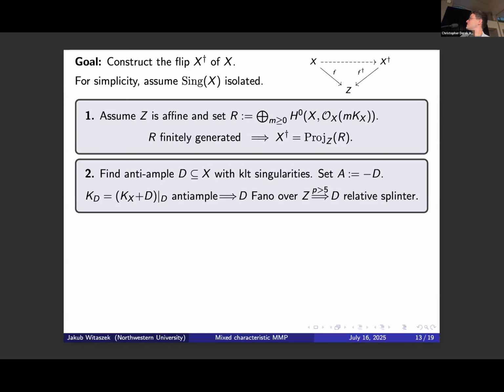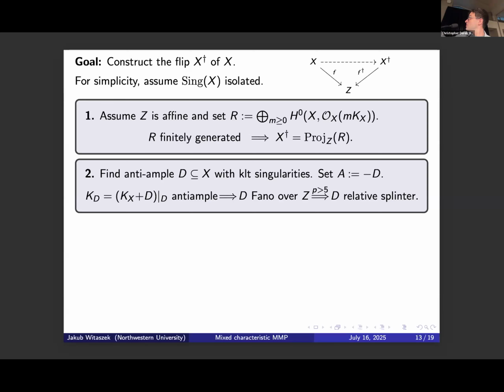Okay, so let's look at the second line of the second box. And let's calculate the canonical divisor of D by adjunction formula. That's (K_X + D) restricted to D. Now, K_X is anti-ample by definition of a flipping contraction. And D is anti-ample by construction. So their sum is anti-ample. And we get that D is a relative Fano variety.